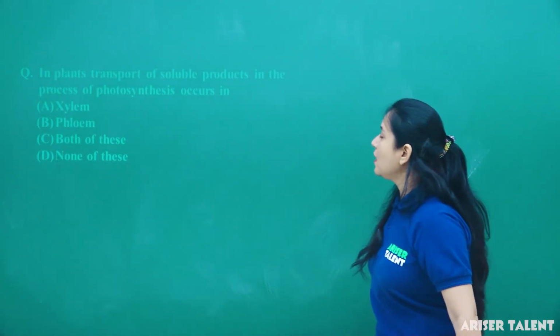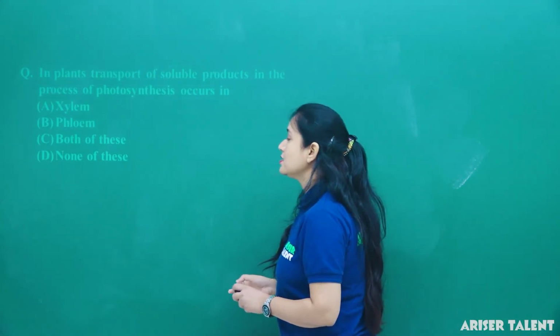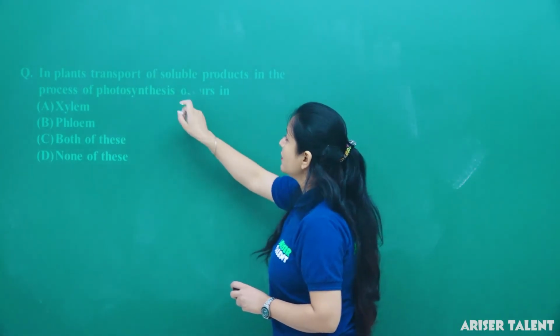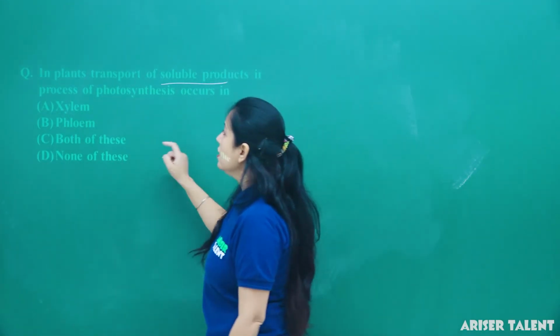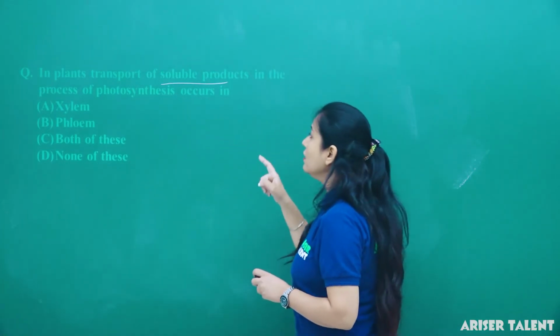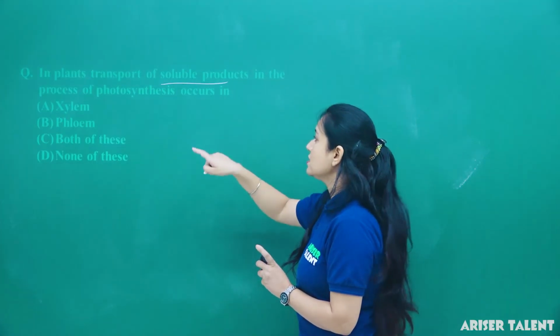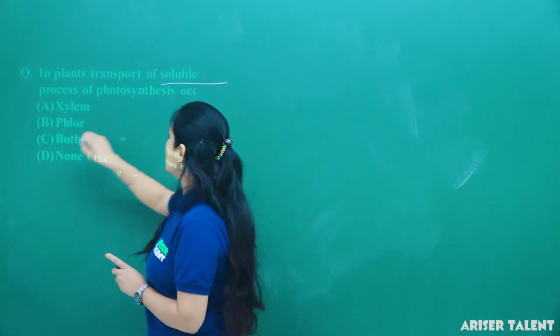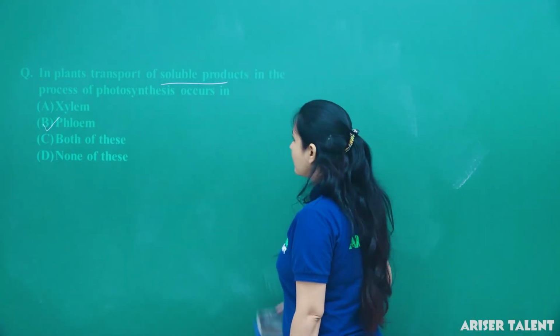Next: in plants, transport of soluble products in the process of photosynthesis occurs in xylem, phloem, both of these or none of these. When we have studied the xylem and phloem, we know that xylem transports the insoluble substances, whereas phloem helps in the transportation of soluble substances.